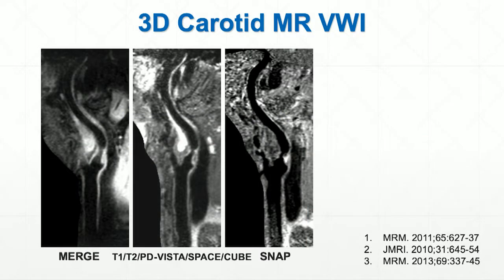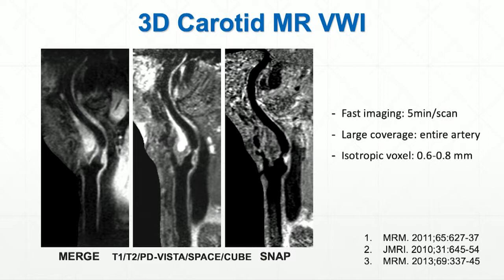In terms of 3D imaging, this is a panel of the carotid artery. The first technique we used here is called 3D MERGE, a gradient echo-based sequence. The second one is black blood, either T1 or T2, usually called VISTA, SPACE, or CUBE, depending on which manufacturer you're using. The third one is SNAP, which I just mentioned, looking at so-called intraplaque hemorrhage. These are examples of using a combination of the three.